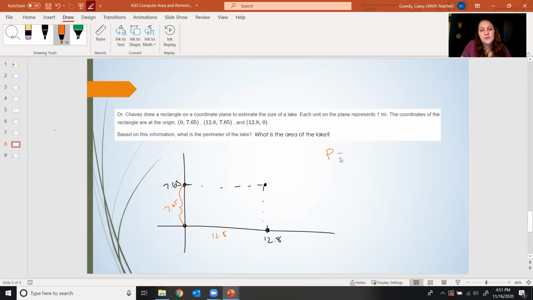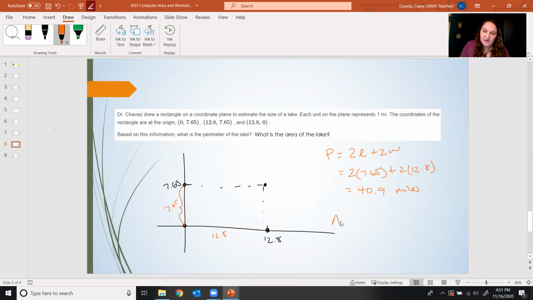So the formula for perimeter says take 2 lengths and add that to 2 widths. So this will be 2 times 7.65 plus 2 times 12.8. And if you chose the L and your W to be flip-flopped, that's fine too. We're going to get the same answer. We're going to get 40.9. And our units are miles, not miles squared. This is a perimeter, not an area.